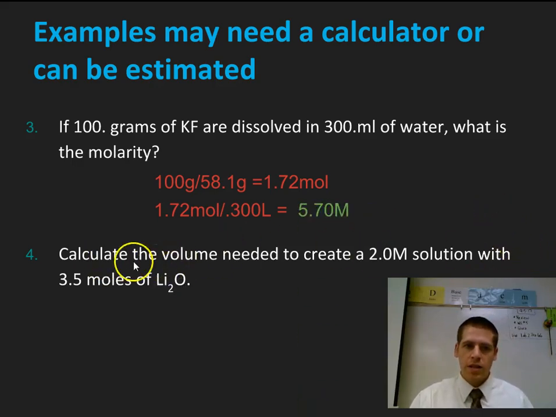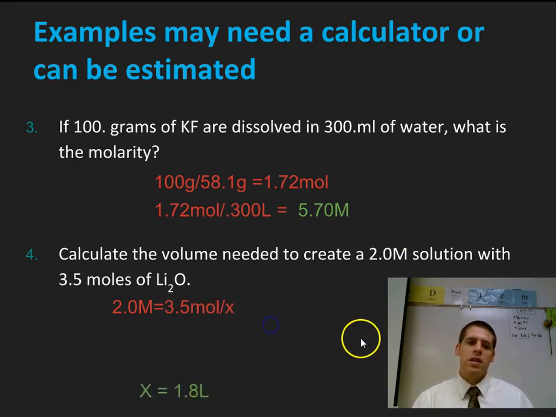Now this one's a little bit different. It's asking you to calculate the volume. It gives you the molarity. So you set it up the same way. The molarity is equal to moles over liters, and liters in this case is our x, and so then you're just solving for x, and you would need 1.8 liters.